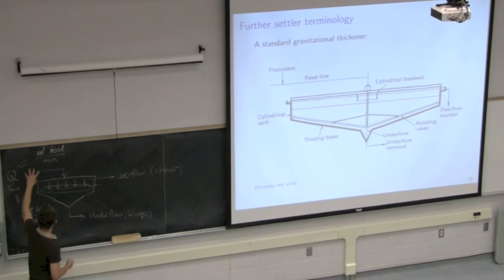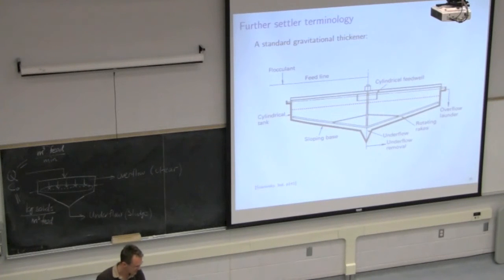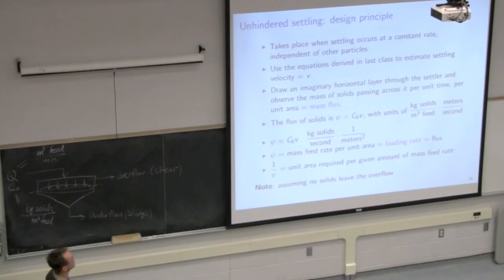So whatever kilograms of solids coming in here per minute, that many kilograms of solids will pass through that unit area, through that surface area, and leave through the underflow. So that's the principle we're going to use to design these units. And we're going to call the flow of solids passing through that area the mass flux. So we've seen this term flux in several courses. You've seen it in your heat transfer course. I used it a lot in the reactor design course. You see it here again in this context now.